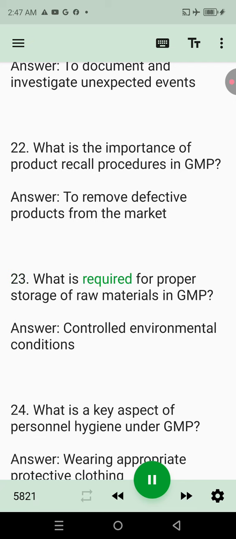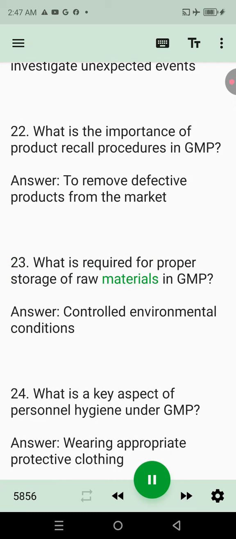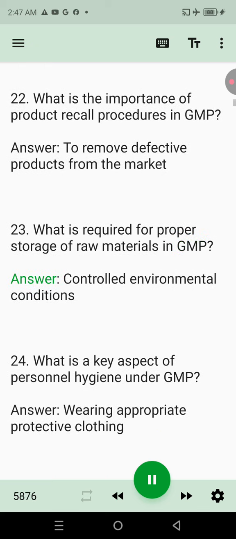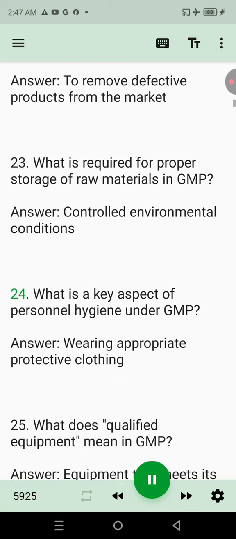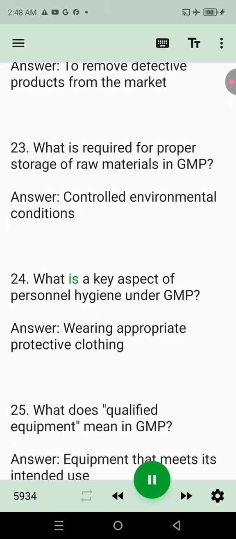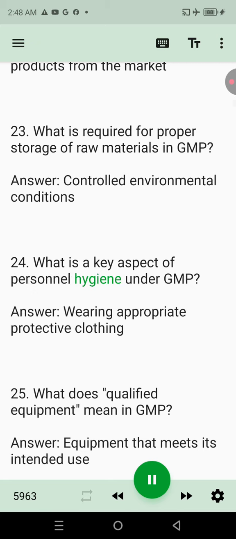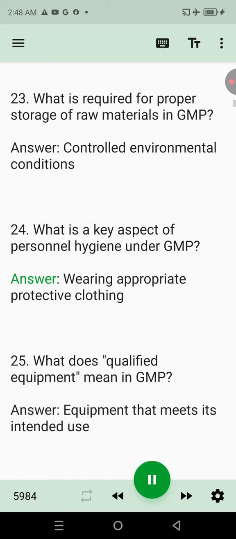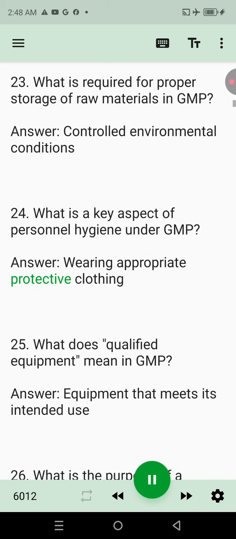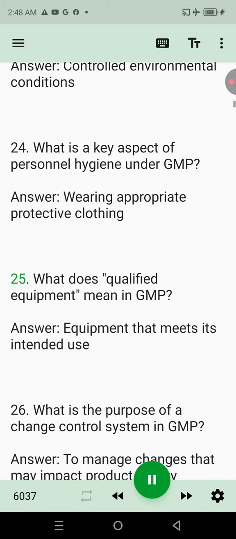23. What is required for proper storage of raw materials in GMP? Answer: Controlled environmental conditions. 24. What is a key aspect of personnel hygiene under GMP? Answer: Wearing appropriate protective clothing.